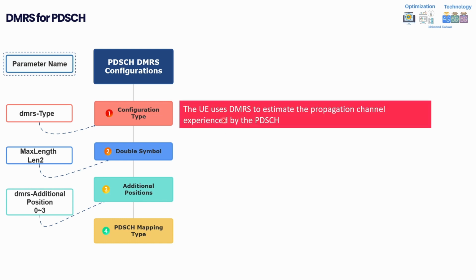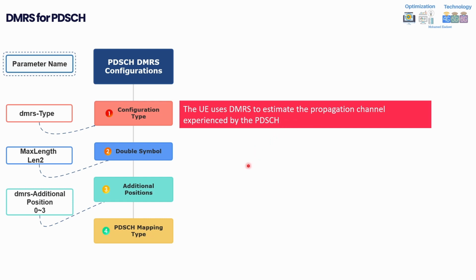The first thing is that the DMRS is used by the UE to estimate the propagation channel experienced by the PDSCH, or if you're speaking later about the PDCCH or broadcast, the DMRS will be used to estimate the propagation channel for those. This is the first part.